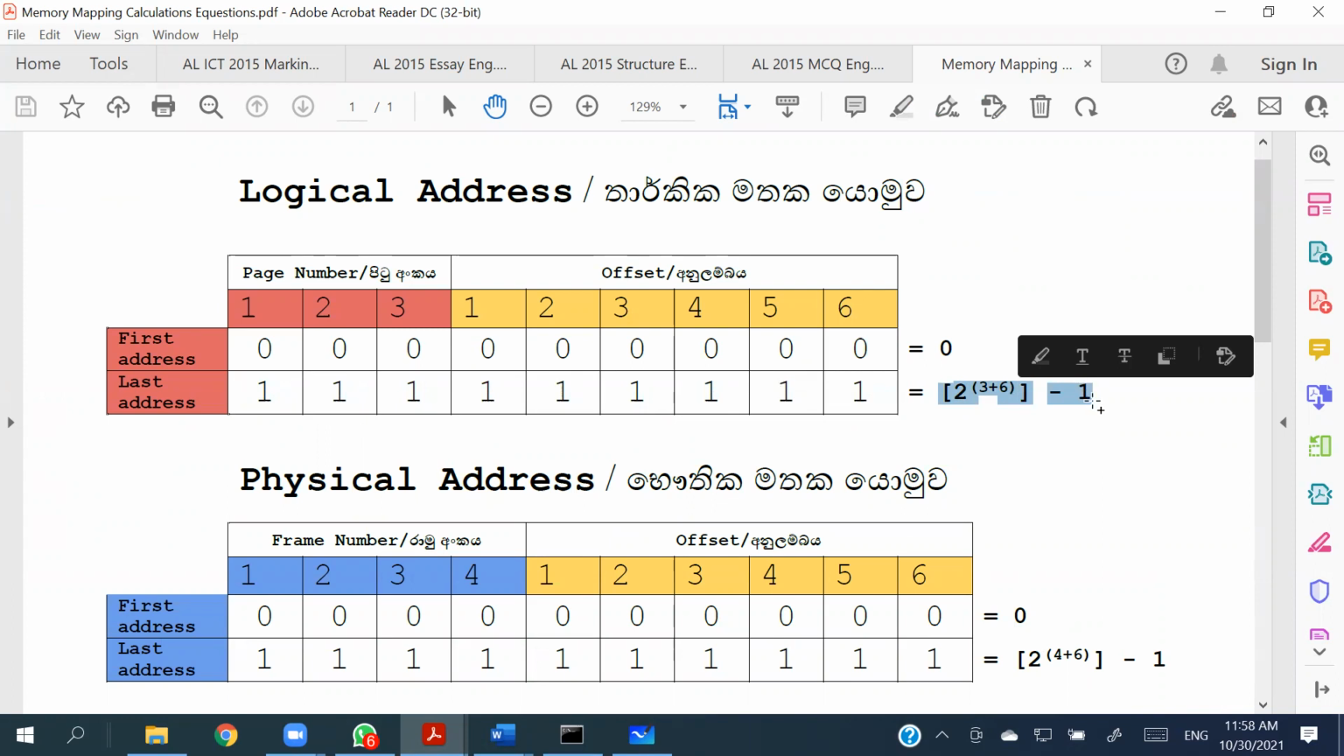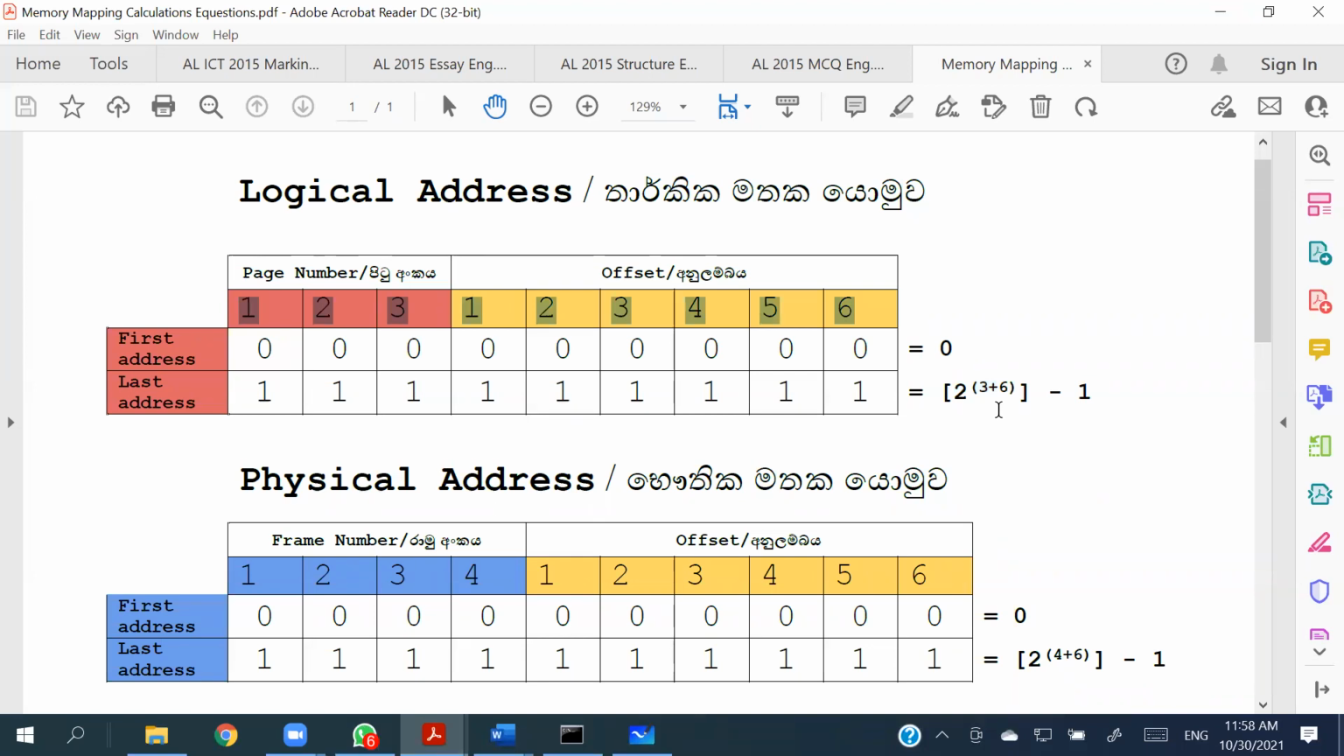The relationship you can see here is 2 to the power 3 plus 6. 3 plus 6 means 9. So we can write this as 2 to the power 9, minus 1.